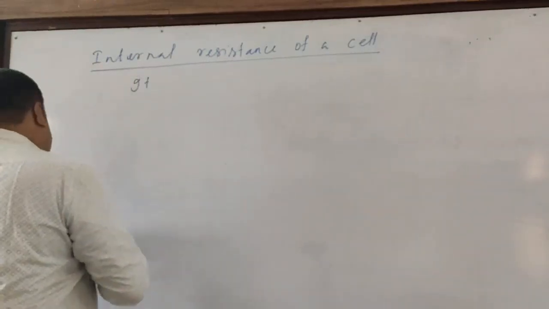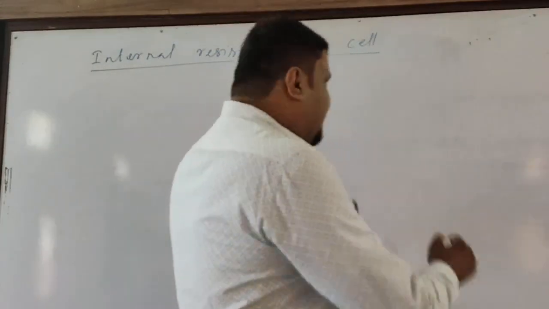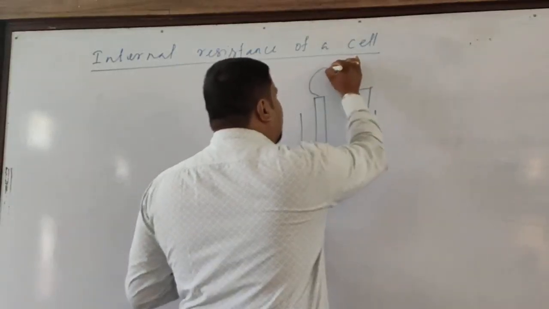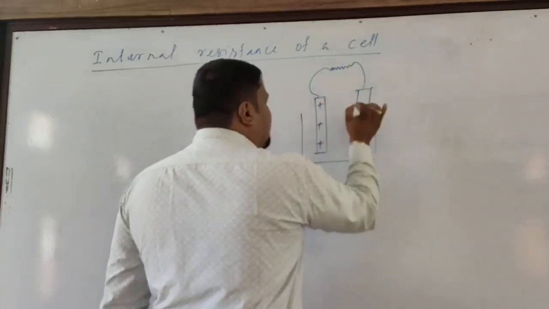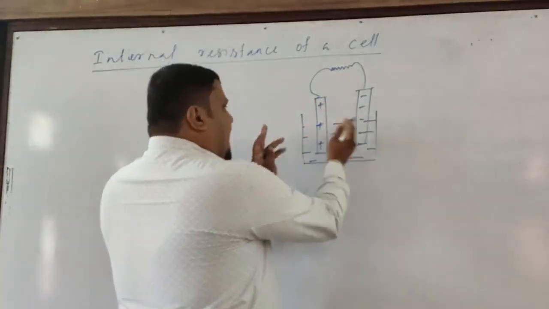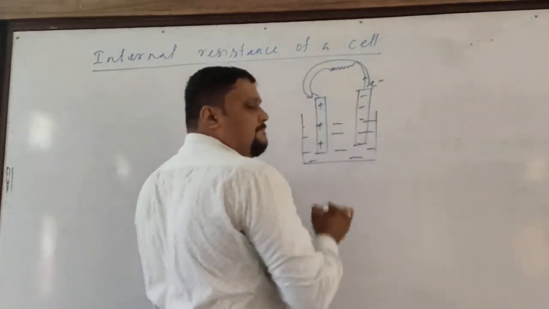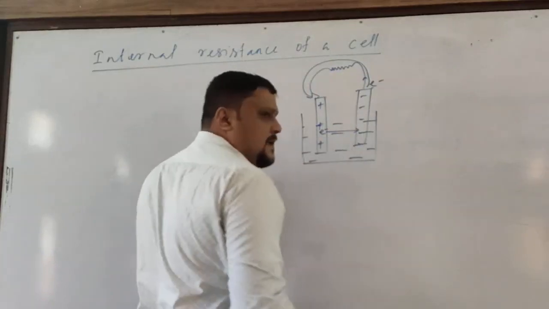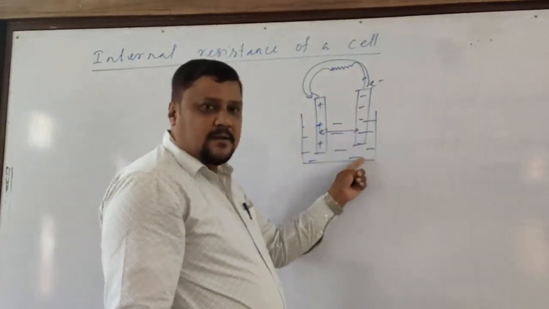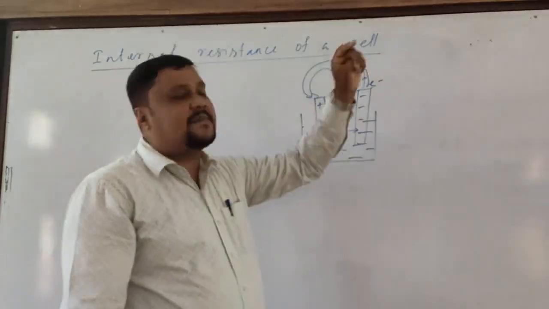Already you know what resistance in a circuit by a conductor is: the opposition to the flow of current is called resistance. Similarly, in the cell, when you go to the figure of the cell in the electrolyte, there are two electrodes connected like this. Suppose one is the positive electrode and the other is the negative electrode. Decomposition occurs, and ion movement takes place. When the electron moves from this end to this end inside the electrolyte, it gets some opposition. So when the charge flows inside the cell, it gets some opposition. That is the internal resistance of the cell.